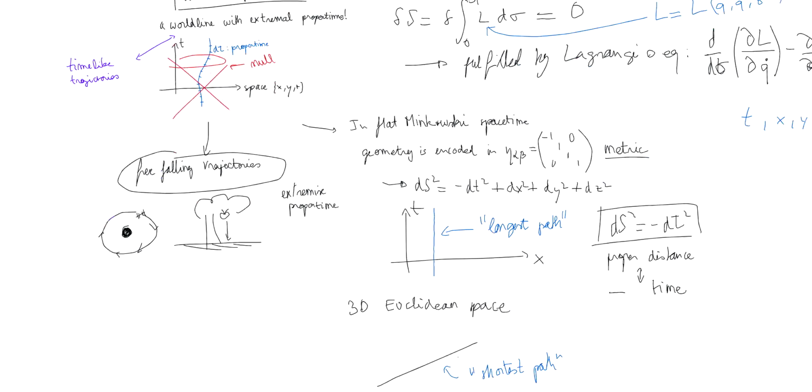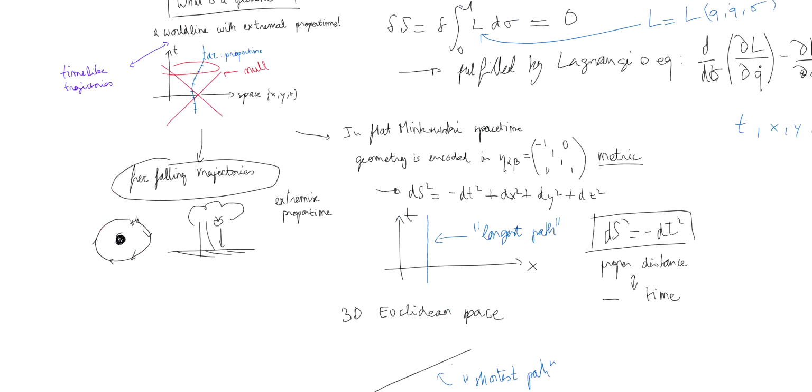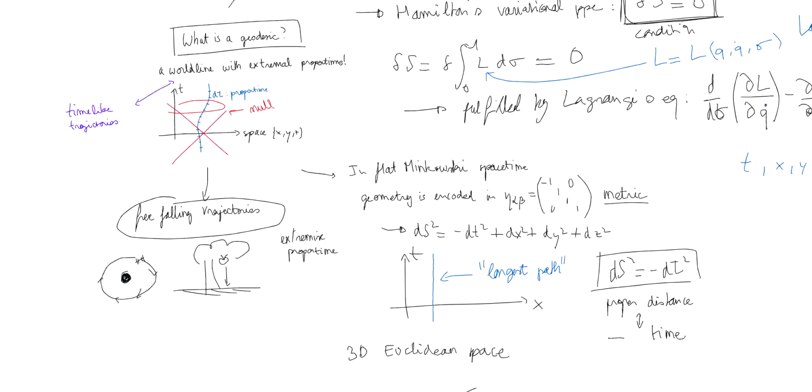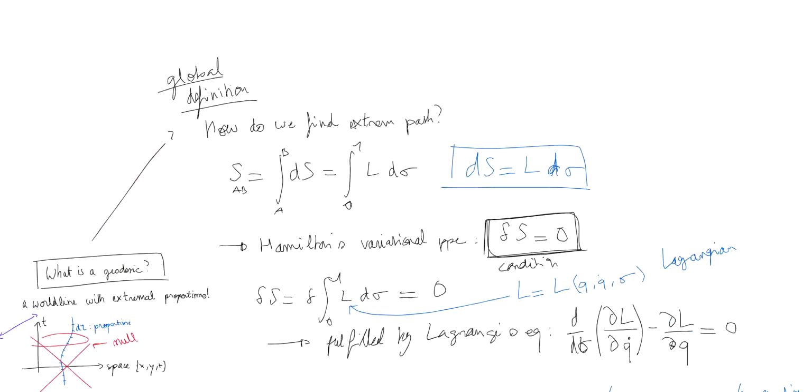I don't know what to add for the free fall trajectories. I'm a little bit stuck. Free fall trajectories are geodesics because it's the natural path that the object follows in the curved spacetime. And so we know that it extremizes proper time, and we see it mathematically because it fulfills what we constructed here with Hamilton's principle.